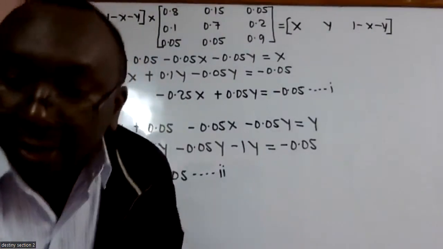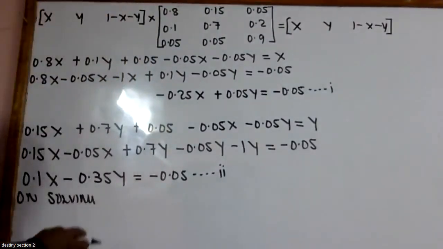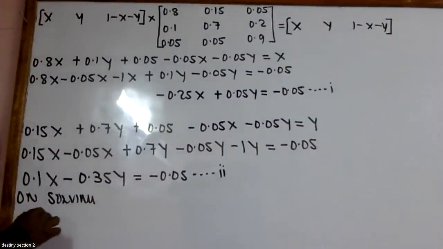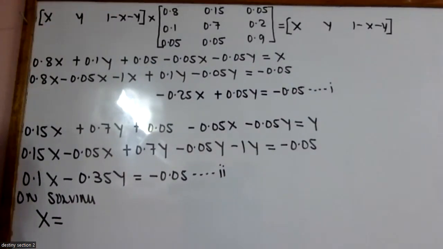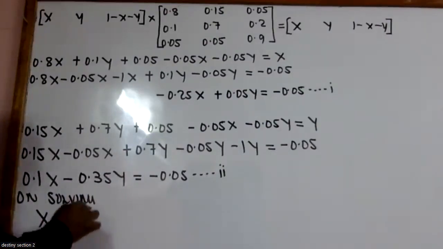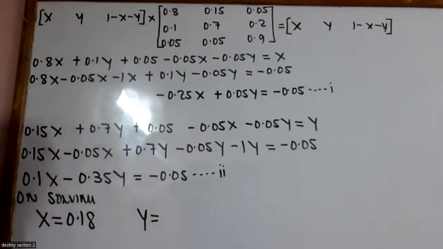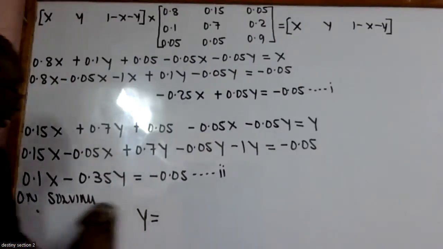Okay, now tell me the value of x. I got 0.18. Why? Can you get a negative figure? No, it can't be negative. So you made a mistake. Then let's resolve it together.